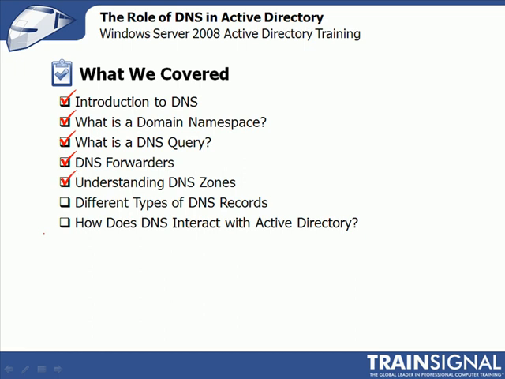We talked about DNS zones, which, remember, is basically nothing more than a DNS domain namespace. It just represents that a server is authoritative over that namespace. We talked about the different types of DNS records, and to be specific, SRV resource records are the ones that allow DNS to interact with Active Directory, and really, I should say, allow Active Directory to function.